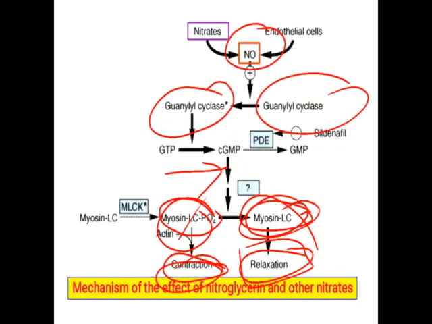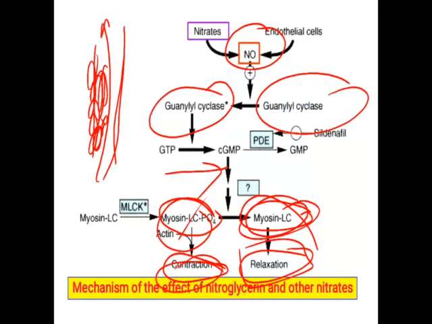So the blood vessels relax, and when blood vessels relax, their diameter increases. When the diameter increases, a greater amount of blood can flow through the vessels, and more oxygen and blood can be supplied to the heart. Now suppose this is the vessel, and there is a deposition. Then a lesser amount of blood can flow through it.